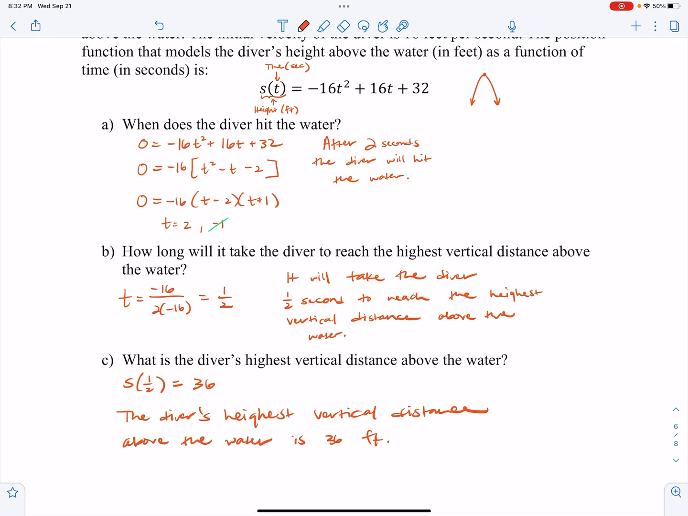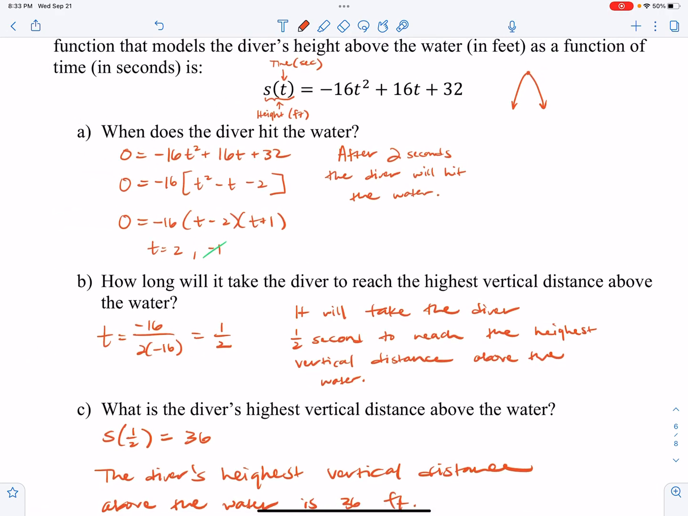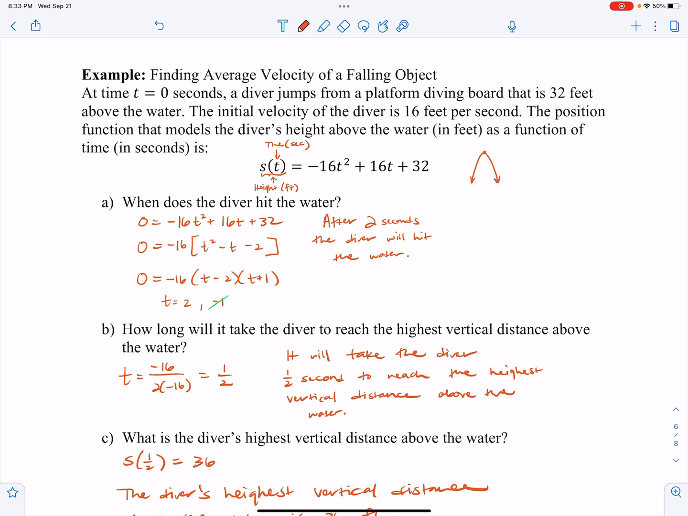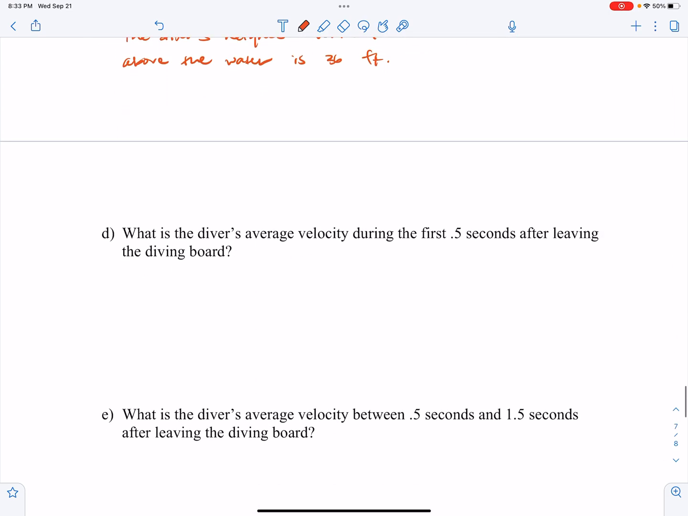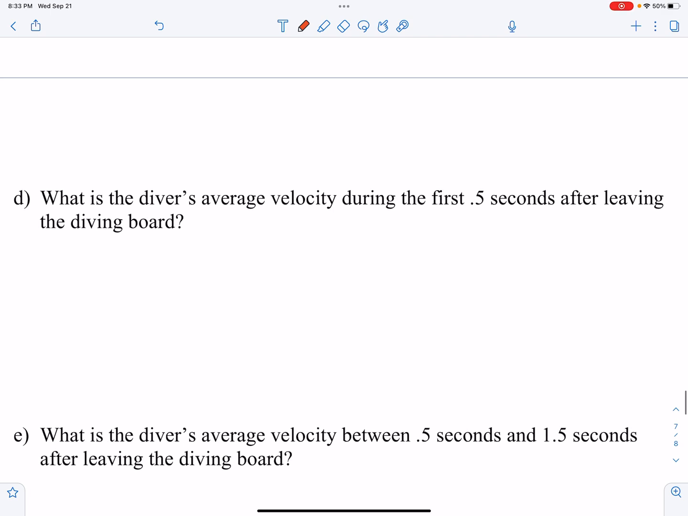Well, we may need some of these answers later in the problem, or it's good practice with interpreting. You're on high alert right now for calculus, or specifically average velocity, but really thinking about what the function represents and how to properly answer these questions is important. So D is asking, what is the average velocity? Here we go.